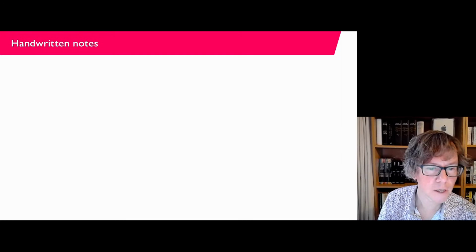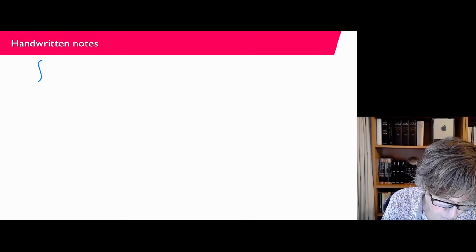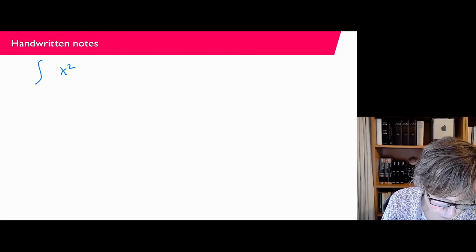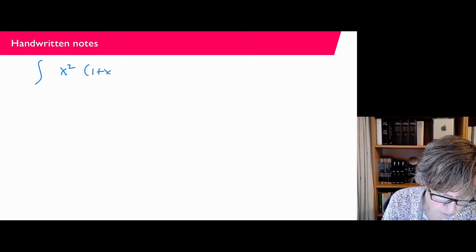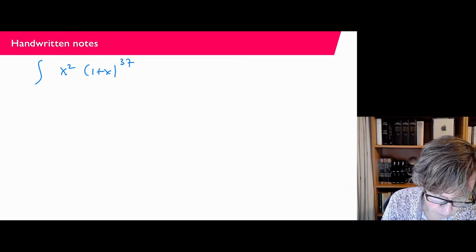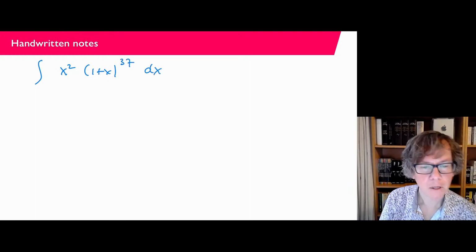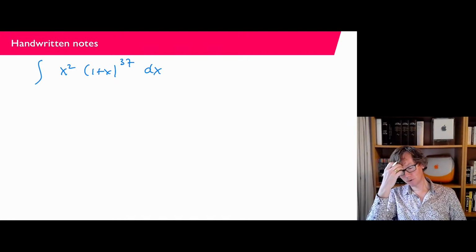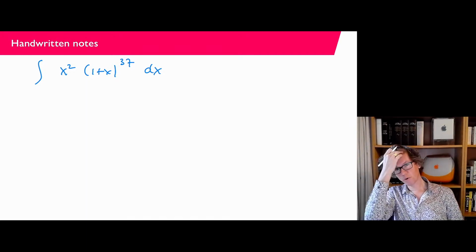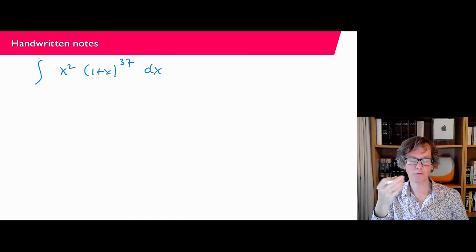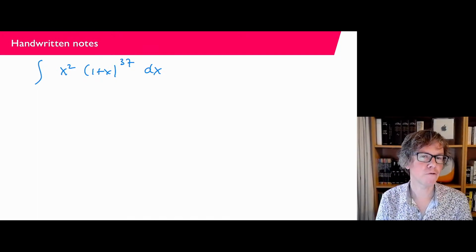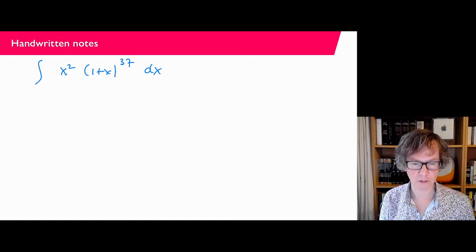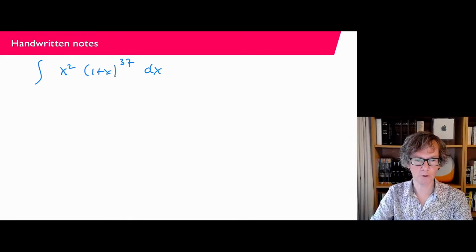So let us consider the integral x squared times (1 plus x) to the power 37 dx. Now, in principle, this is a polynomial, and for a polynomial it's easy to find a primitive function, but then you would have to expand (1 plus x) to the power 37, and that doesn't make sense. That's way too much work, and you cannot really do that.